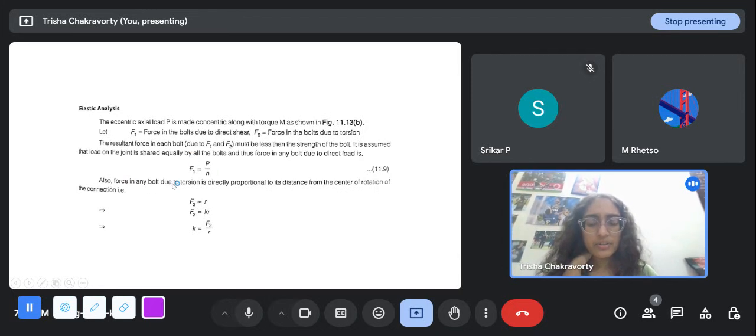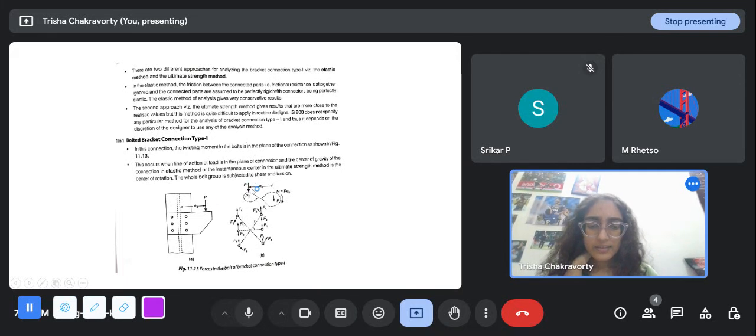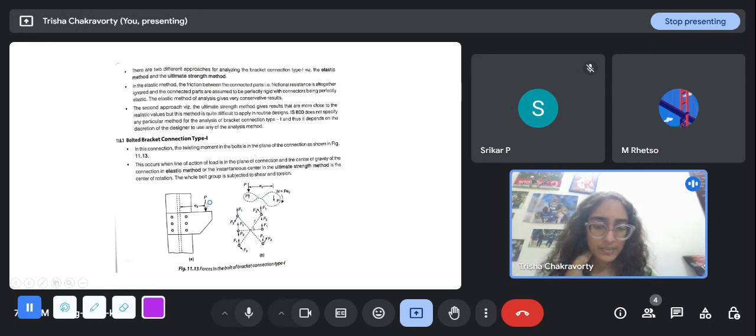Also, force in any bolt due to torsion is directly proportional to its distance from the center of rotation of the connection. See that this is the center of gravity, but basically the center of gravity is not the point of each bolt. So if this is the line of application of the force P, then this is the length we are actually concerned with when we look at these three bolts. We're concerned about E naught plus this R distance.